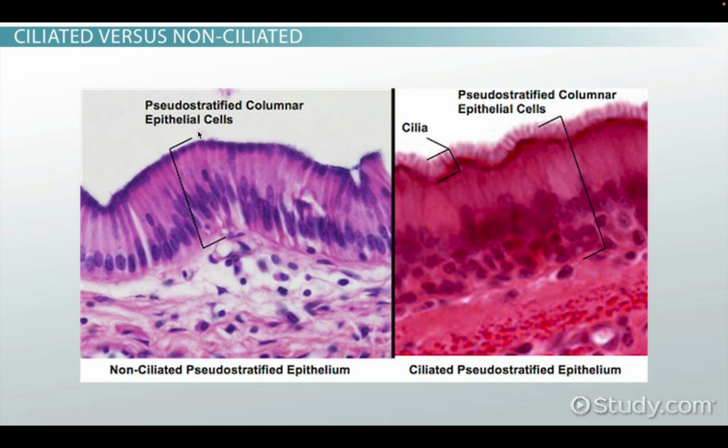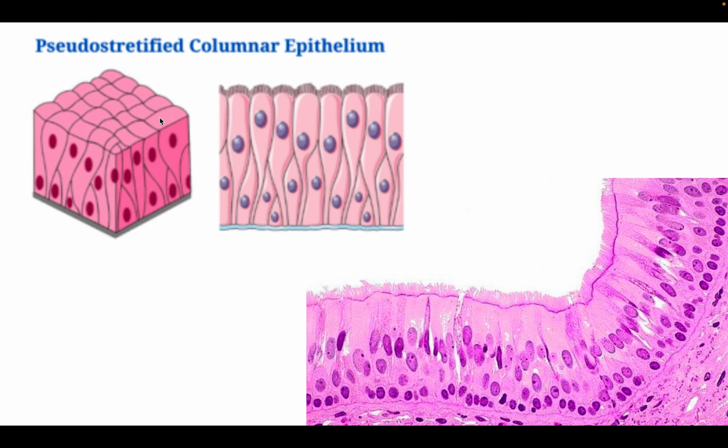So ciliated versus non-ciliated: here we're not seeing the cilia, but over here we definitely do see the cilia. And again, the nuclei are not just in one level, there are multiple levels. This one you can definitely tell is pseudostratified, with multiple levels of those nuclei. Basement layer would be right here. Basement layer over here would be right there. And there's that connective tissue showing that airy open space. So, one more pseudostratified columnar epithelium with cilia.